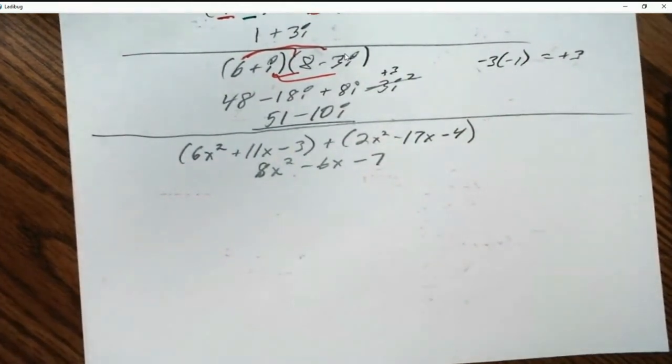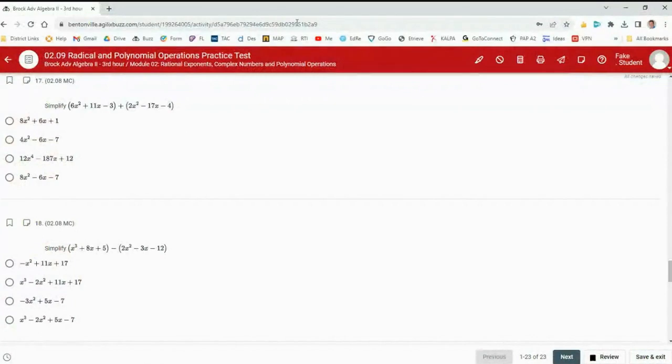We're done with combining like terms. So 8x squared minus 6x. Don't get fooled by the top one. That's positive 6 right there. 8x squared minus 6x minus 7. That's what we come up with.